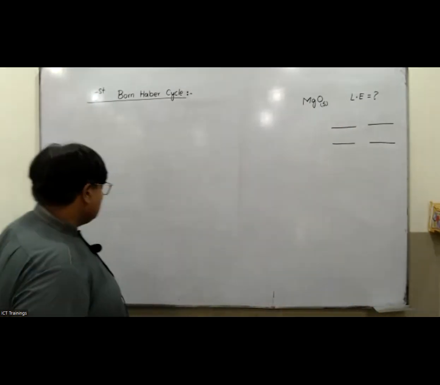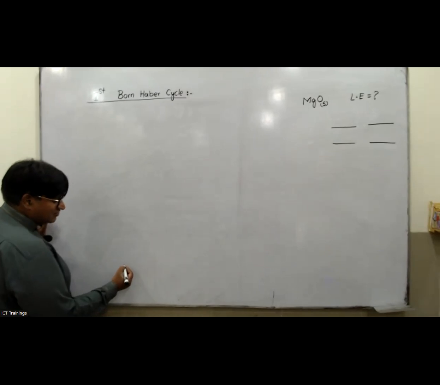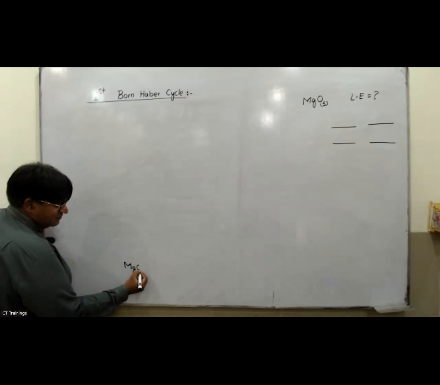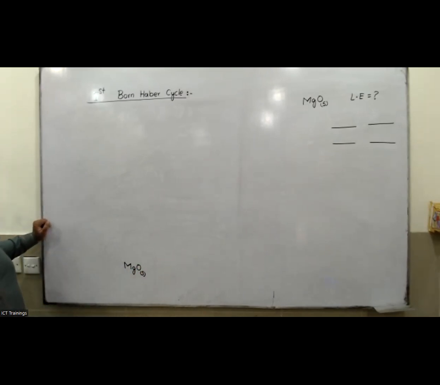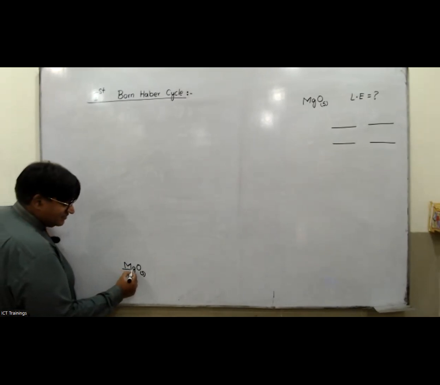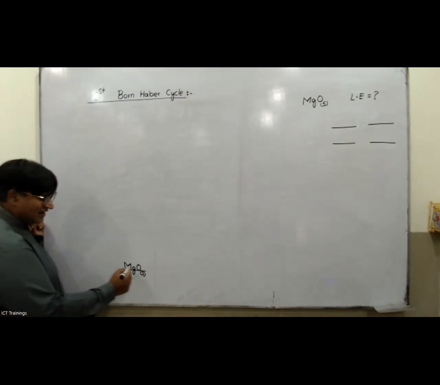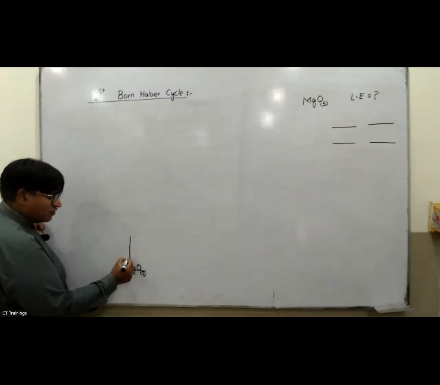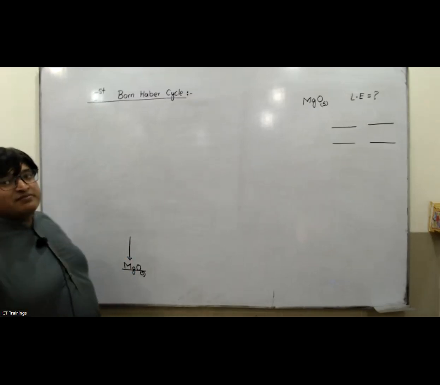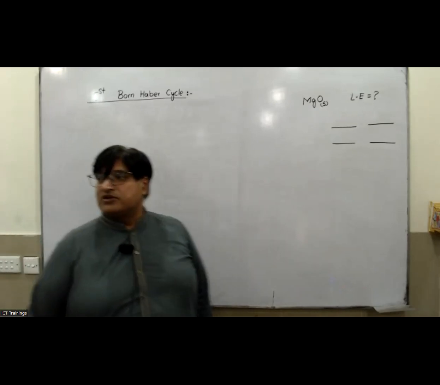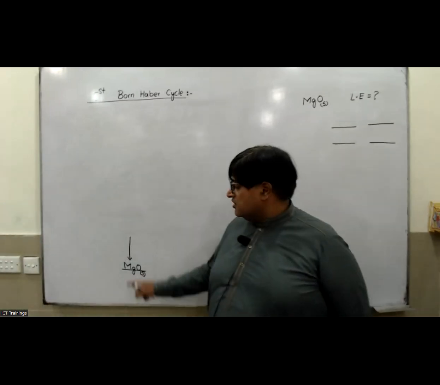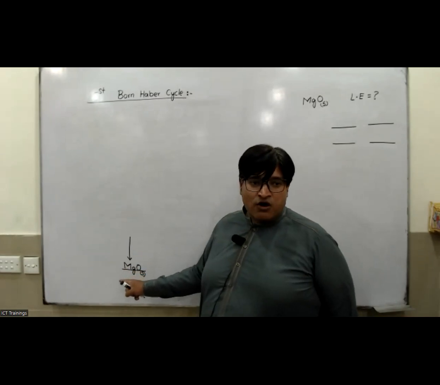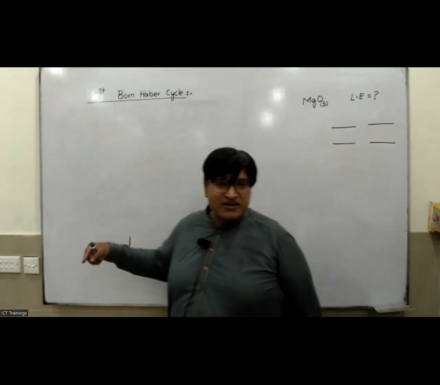First of all, you should write down magnesium oxide up here. Magnesium oxide is a solid. You should write it at the base like that and put a line up here. Now, what should you do? First of all, you should make its formation. Formation means, I told you, the enthalpy change of formation: 1 mole of a compound is formed from its constituent elements.